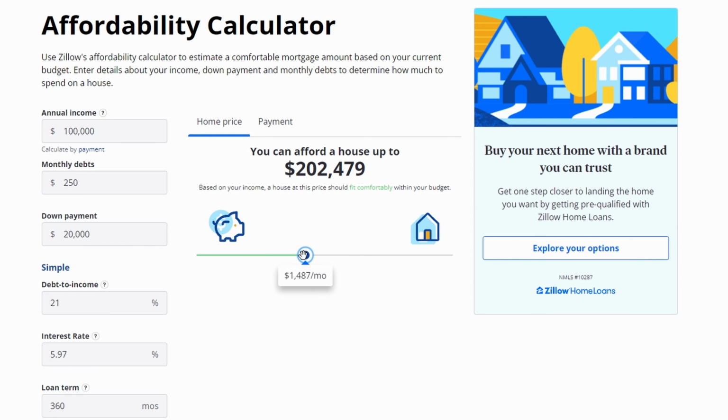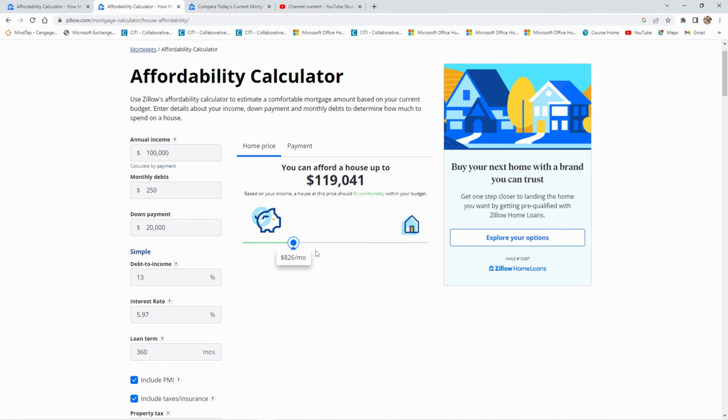So for me personally, my house was $122,000. So with that being said, I prioritize making more money over living in a more expensive house. So it's really entirely up to what you want, but this is a good thing to use if you want to use it.